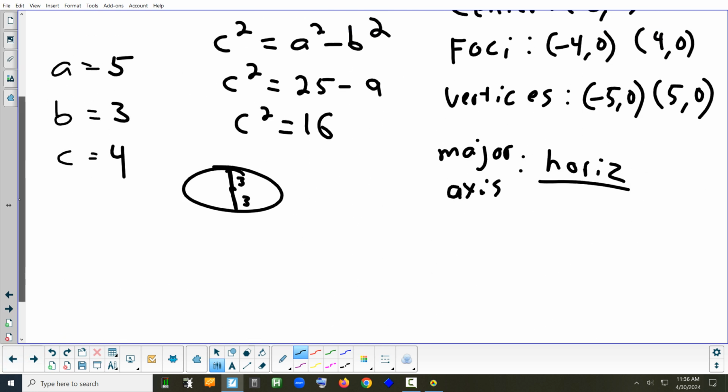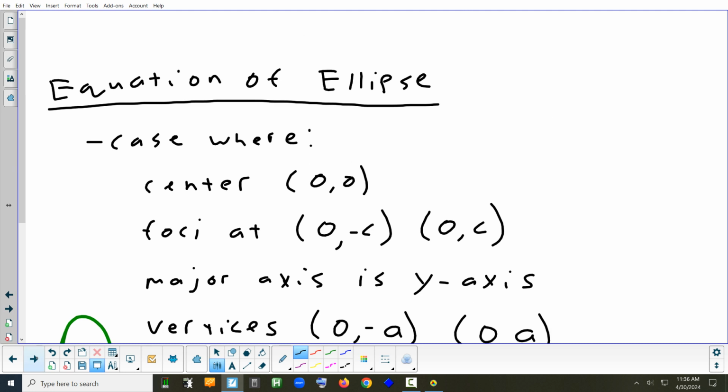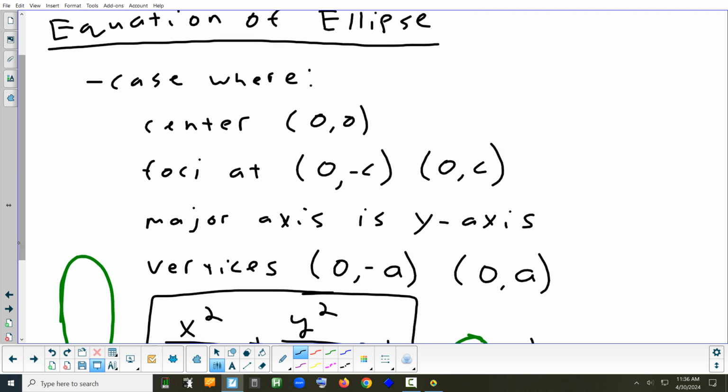Okay, so we looked at a few horizontals. Let's do some other ones. This one's pretty similar, except the difference now is the foci are still going to be C units away from the origin, but below and above. The vertices are going to be A units from the center, below and above, not left and right.